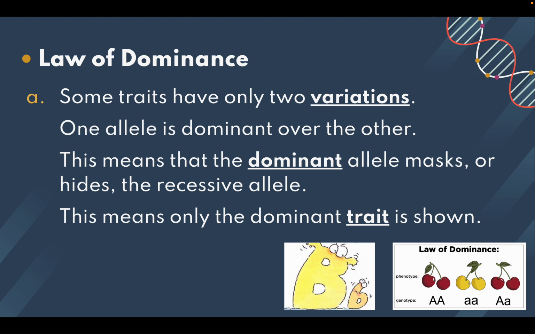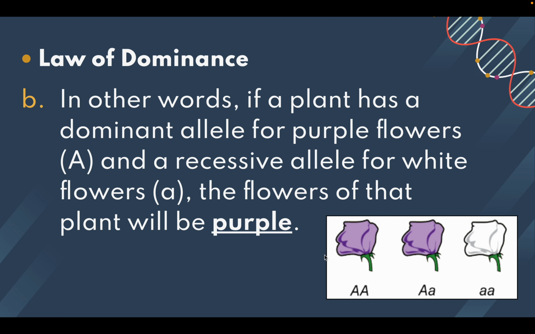In the law of dominance, one allele or letter is dominant over the other. This means the dominant allele masks, covers up, or hides the recessive allele. This means only the dominant trait is shown. So here we can see the dominant trait for these cherries is red. And we can see this capital letter B beating up on the other trait. This is the dominant trait.